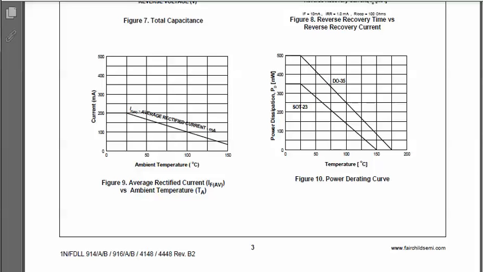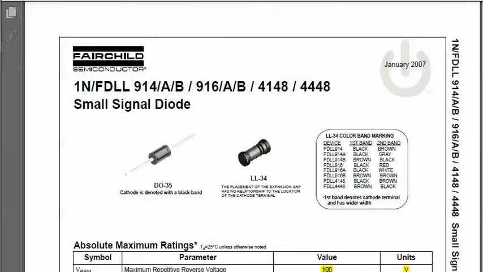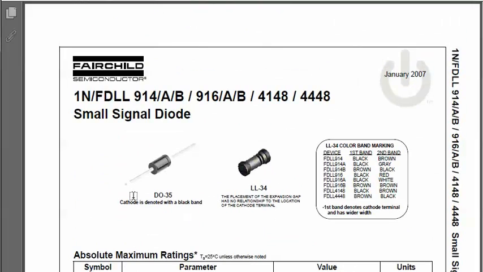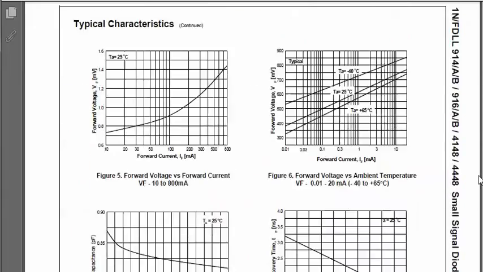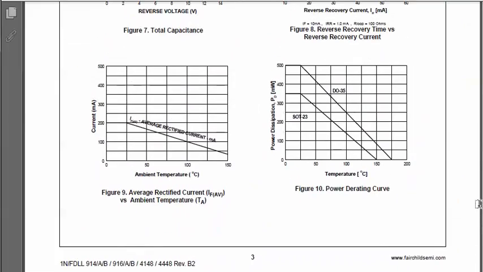Similarly, figure 10 shows a power derating. There are two curves because there are several packages. The DO35 is the one that you'll see in lab. It's this leaded one here. And the SOT23 is a little surface mount guy. But again, you see 500 milliwatts between 0 and 25 degrees C. But above 25 degrees C, there's a derating.